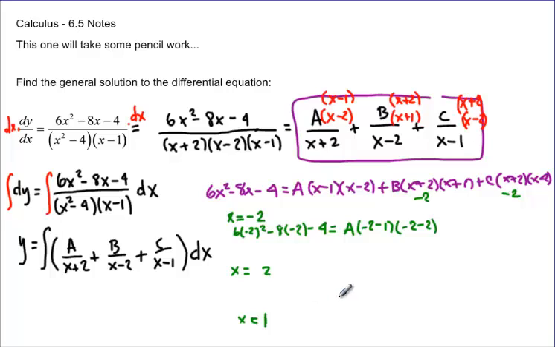And what I'm going to end up with for A is just whatever times A equals the number on the left. So you do have to pay a little attention here. I'm going to have 6 times 4, which is 24, plus 16 minus 4. And that's going to be equal to A times negative 3 times negative 4.